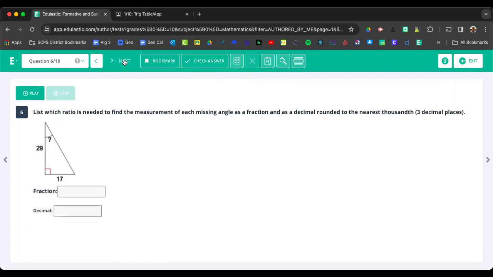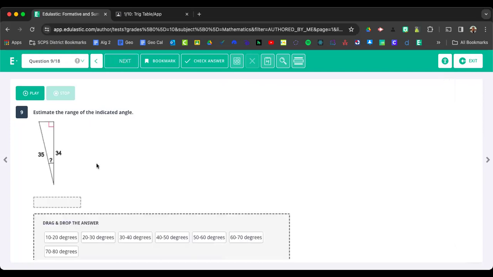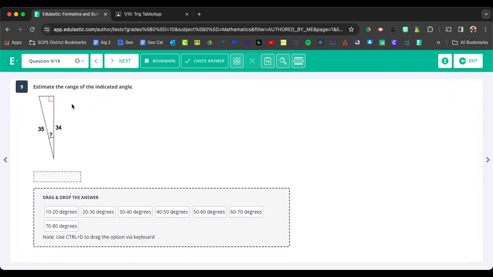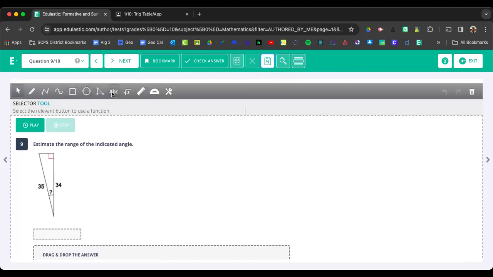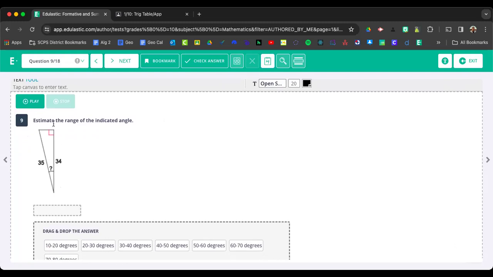All right, next section. Let's look at number 9. For number 9, we are going to estimate the range of the indicated angle. Again, I always think it's a good first step to label the sides that you have as opposite, adjacent, and hypotenuse. So I'm going to start with this side that's 34. The side that is 34 is touching the angle that is highlighted, but it is not the hypotenuse. So I'm going to label it adjacent. It is my adjacent side.